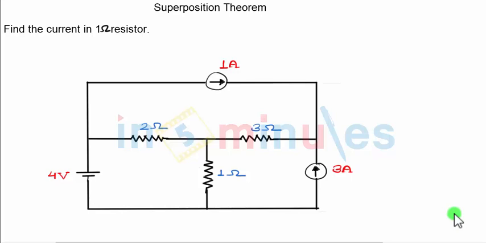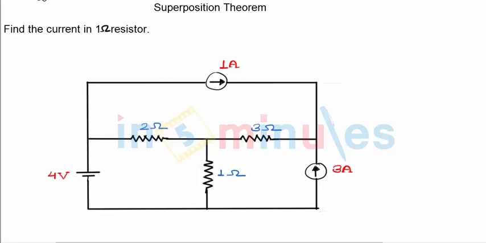In this video clip, we will discuss the next problem on superposition theorem. You are given one circuit diagram with three sources: a 4 volts voltage source and two current sources of 1 ampere and 3 ampere. The question is to find the current in the 1 ohm resistance. This is the 1 ohm resistance through which we have to find out the current.